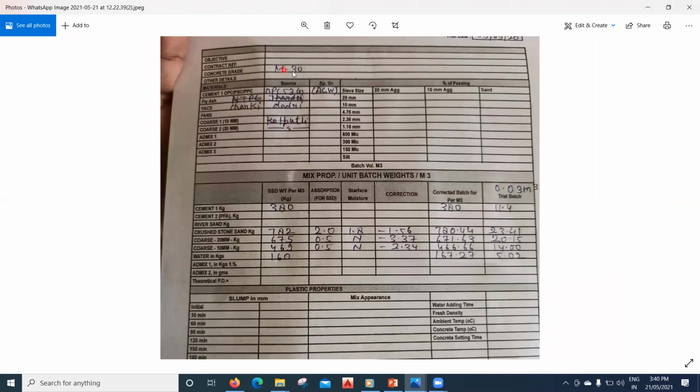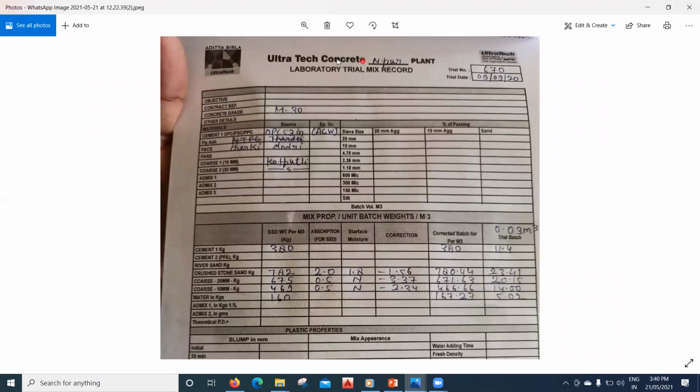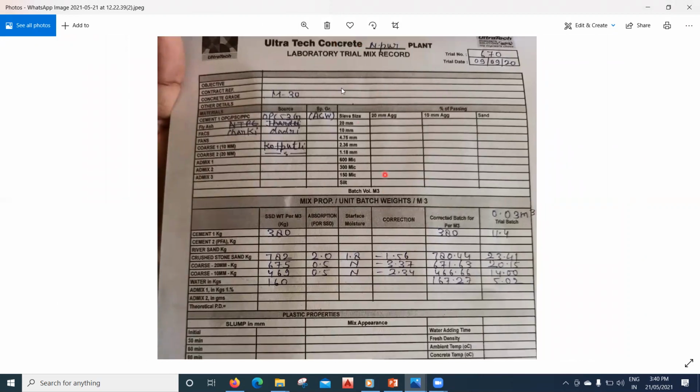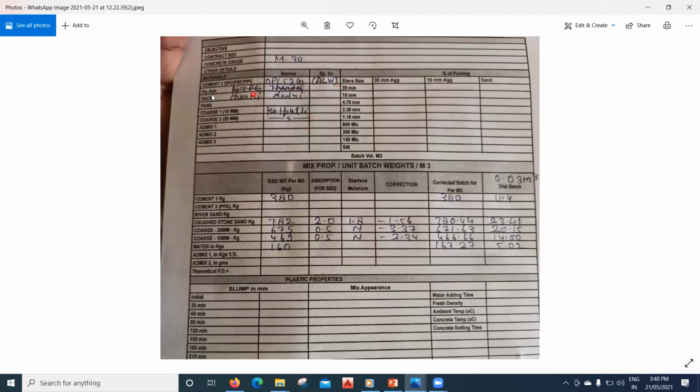So you can see it here, right? The grade of the concrete is written, which company, Ultratech is there. Okay, it's a laboratory trial mix record. You're doing the mix design here. M30. What cement you have used? What fly ash you have used? What is the coarse aggregate? 10 mm you're using, then you're using a 20 mm coarse aggregate. This is your mix proportion.